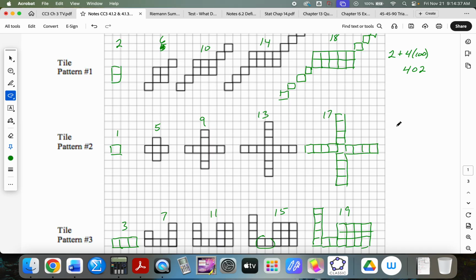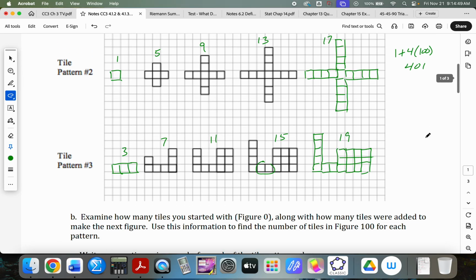And in this one, we're starting with how many? 1, and then adding on 4 how many times? 100 times. So this would be 401. And on the last one, what are we starting with? 3 in figure 0 plus 4 times 100 is 403.